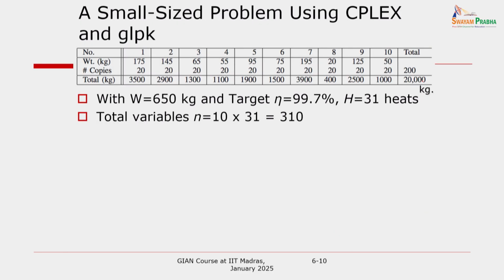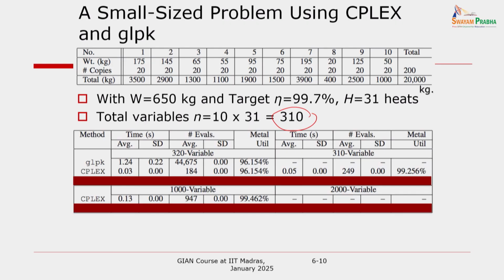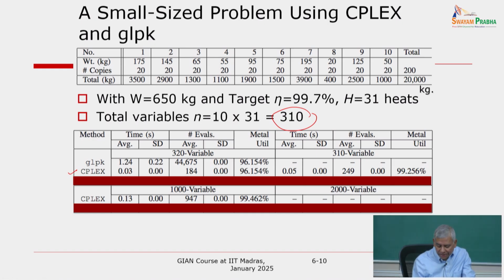So I first took a very small version of the problem. I adjusted the weights and the number of copies in a way that I need about 300 variables. Small size problem, not 50,000. So when I run Cplex, let's forget the GLPK. When I run Cplex, that's 310 variables, it takes me 0.05 seconds. Okay? And no standard deviation when I run it many times, and I get 99.256%. This is the known optimum. I mean, I could prove this is the optimum. Only 0.05 seconds, Cplex. Excellent, right?